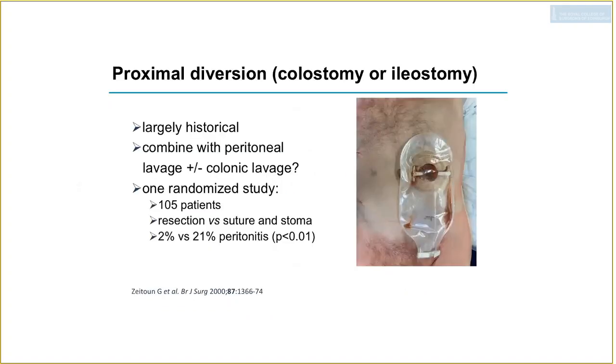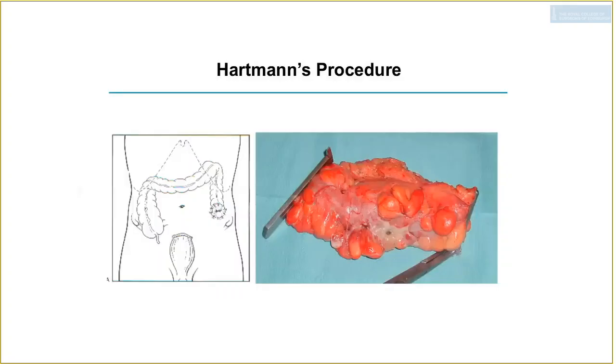You can, of course, just bring a colostomy out and divert the fecal stream away from the problem with a colostomy or ileostomy. This might be something we might need to revisit in years to come, but there's only one randomized study which basically showed no great advantage. But what about if we combine it with that procedure of laparoscopic lavage and divert away from the scene of the trouble? That's a bit of an unknown, but it's just a bit of food for thought, really. So let's talk about resection.